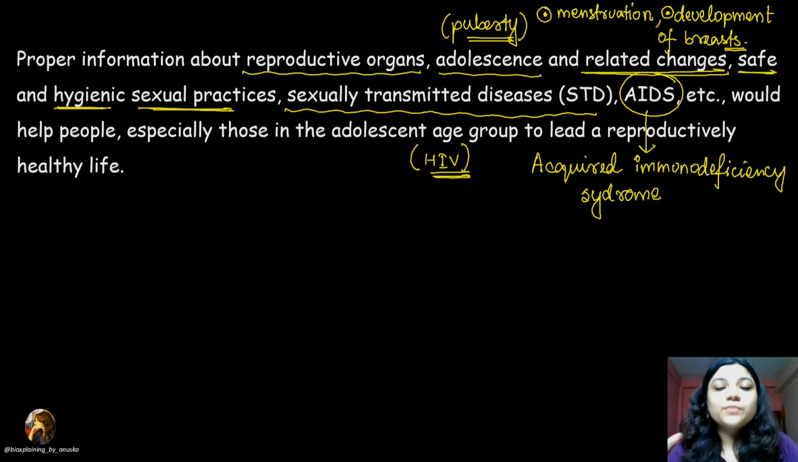So all of this information should be given to people, especially to those in the adolescent age group who are just trying to understand the different changes. They are just trying to get used to these new changes that are happening to them. So if they have correct information, if they know what to do and how to keep up with all of these, then they can lead a reproductively happy and healthy life.